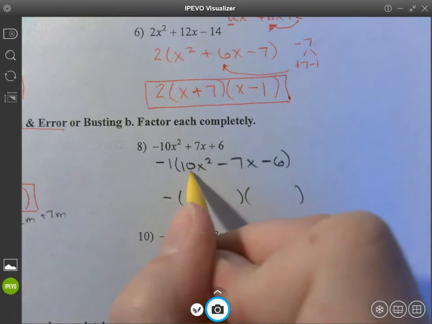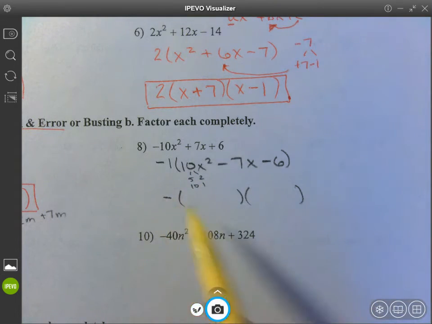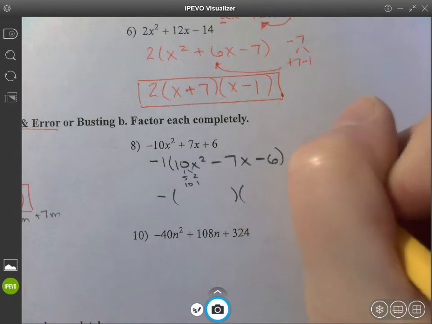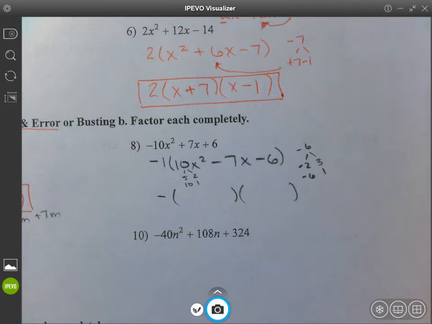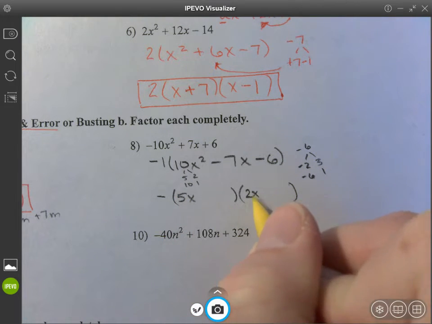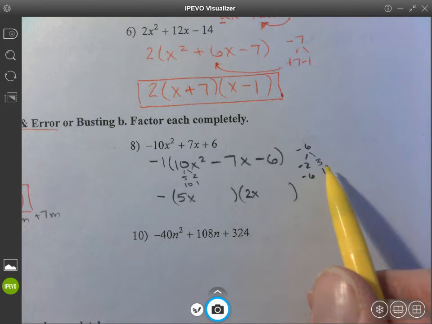And my options for 10 are 5 and 2 or 10 and 1. And I want to list both options so I don't forget them. My options for -6 are -2 and 3, or -6 and 1. And again, we can adjust our negative signs at any point. So I'm going to put in the 5x and the 2x because that's what I have first. And then when I go to put in the -2 and 3, I can save myself some time.